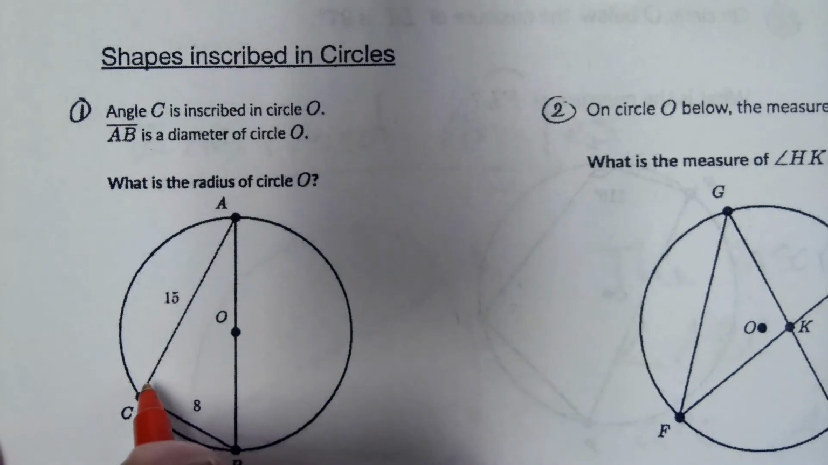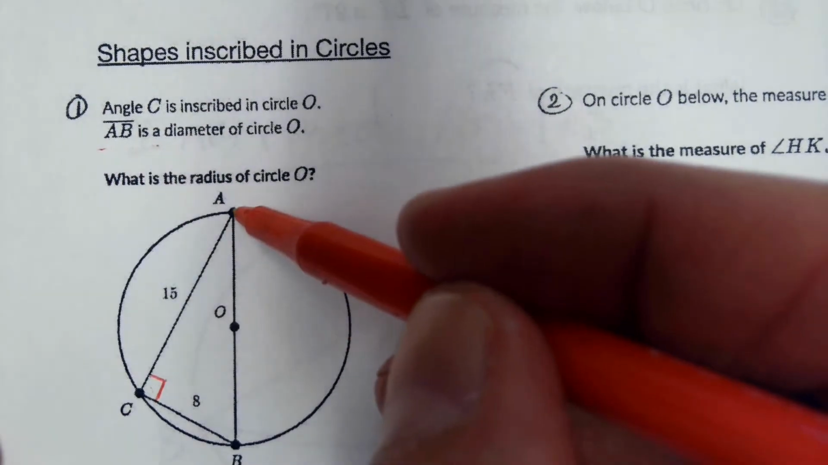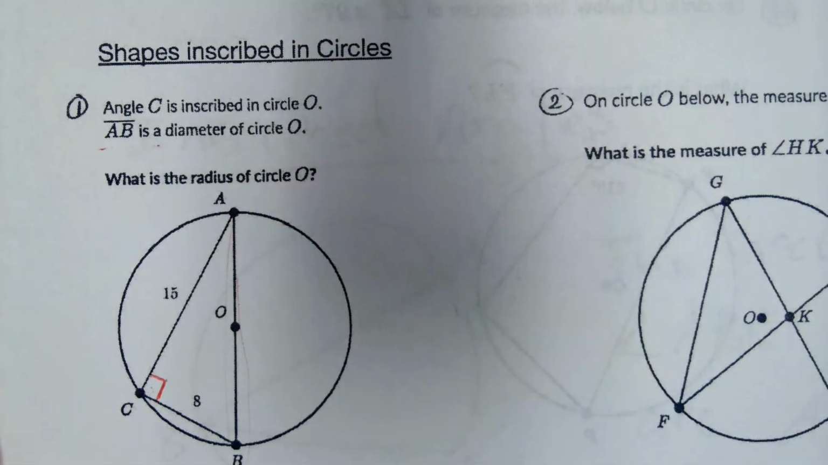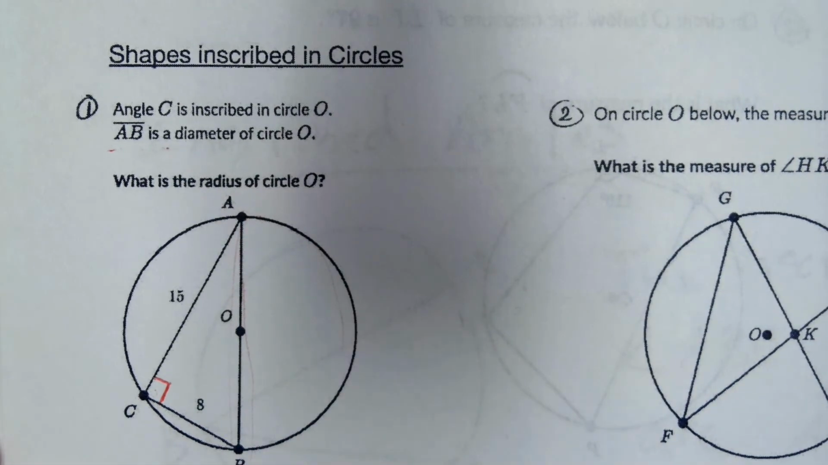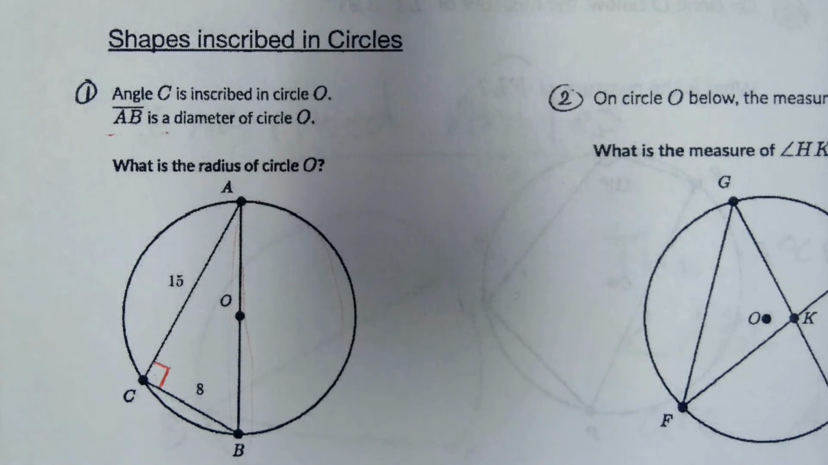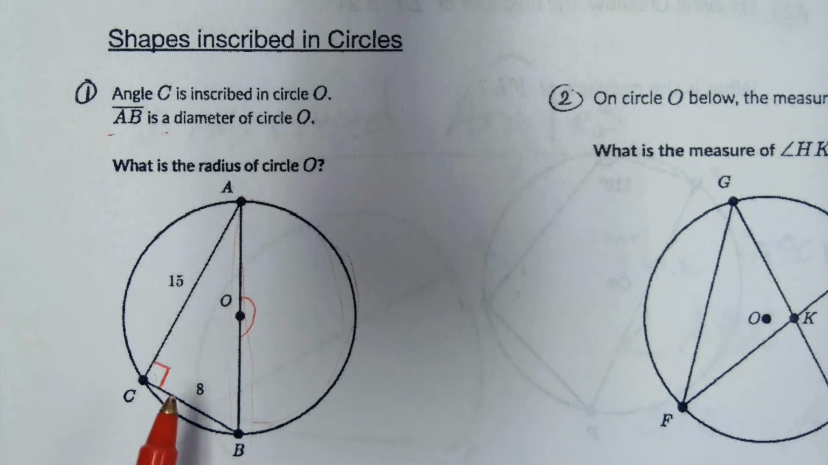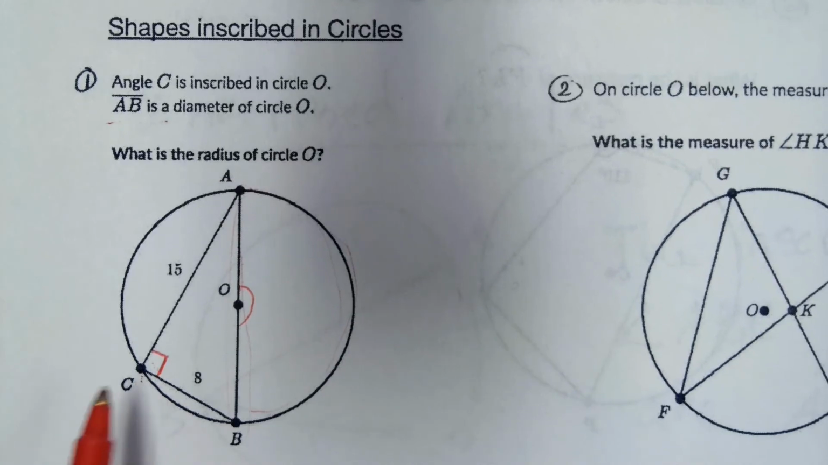Well, we don't exactly know that it's a right triangle until we think about AB being a diameter. If AB is a diameter, that means this arc is half of the circle. It would be 180 degrees, but also this is a straight angle. Since it's a diameter, the central angle is 180 degrees, which means the inscribed angle is half of that. So this is 90.